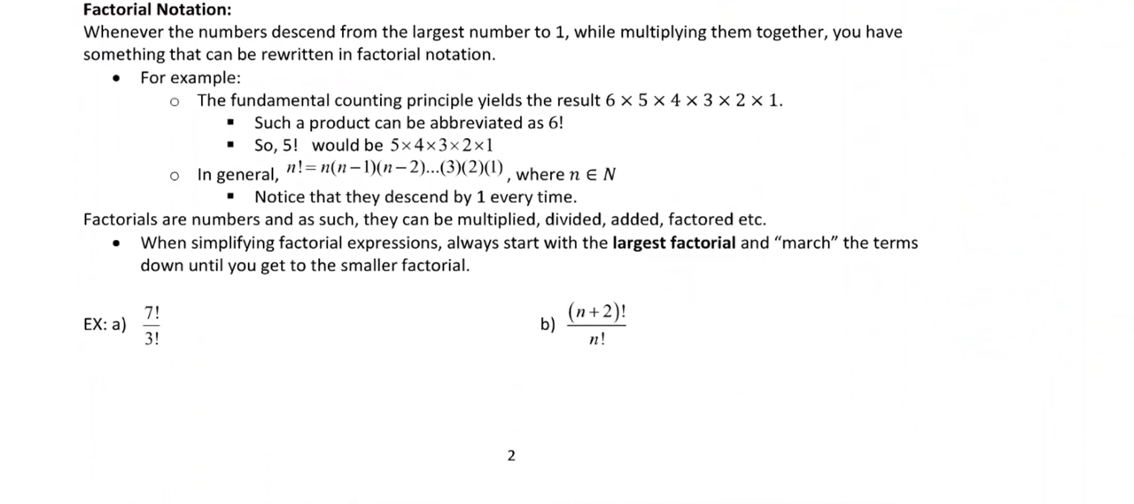All right, next part. So factorial notation.